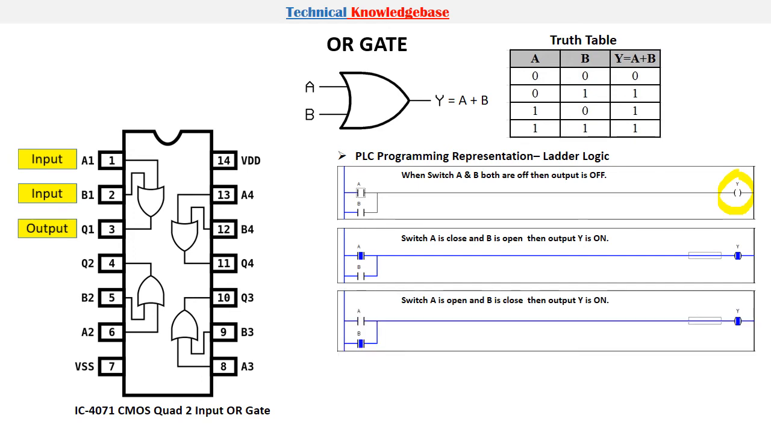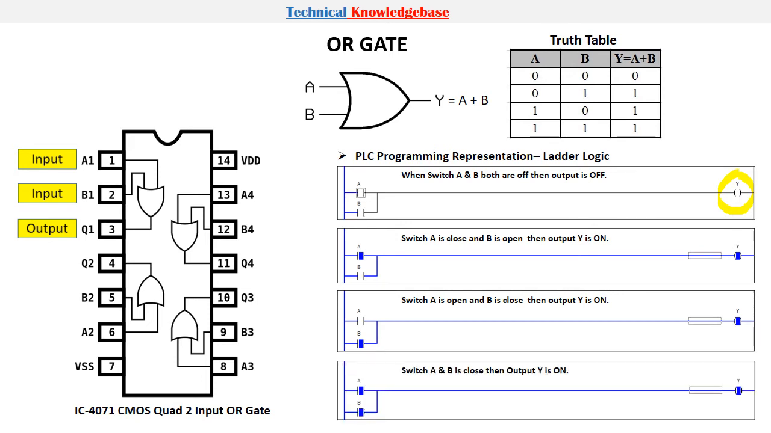Likewise, if the second input is on, then the switch is on, and when both inputs are on, then the output is always on. This is the OR gate.